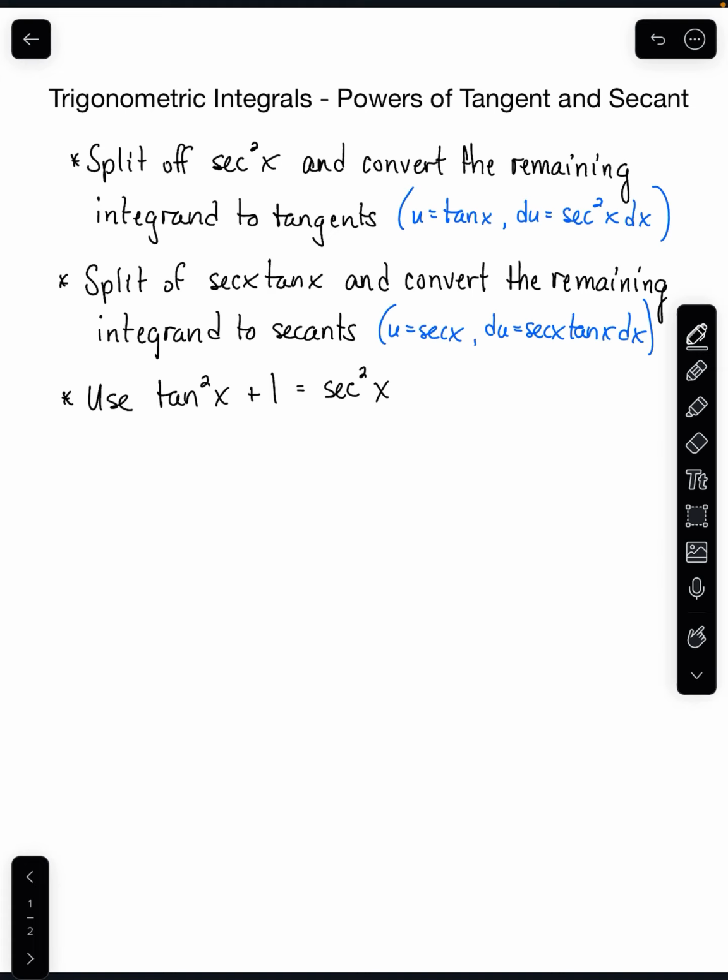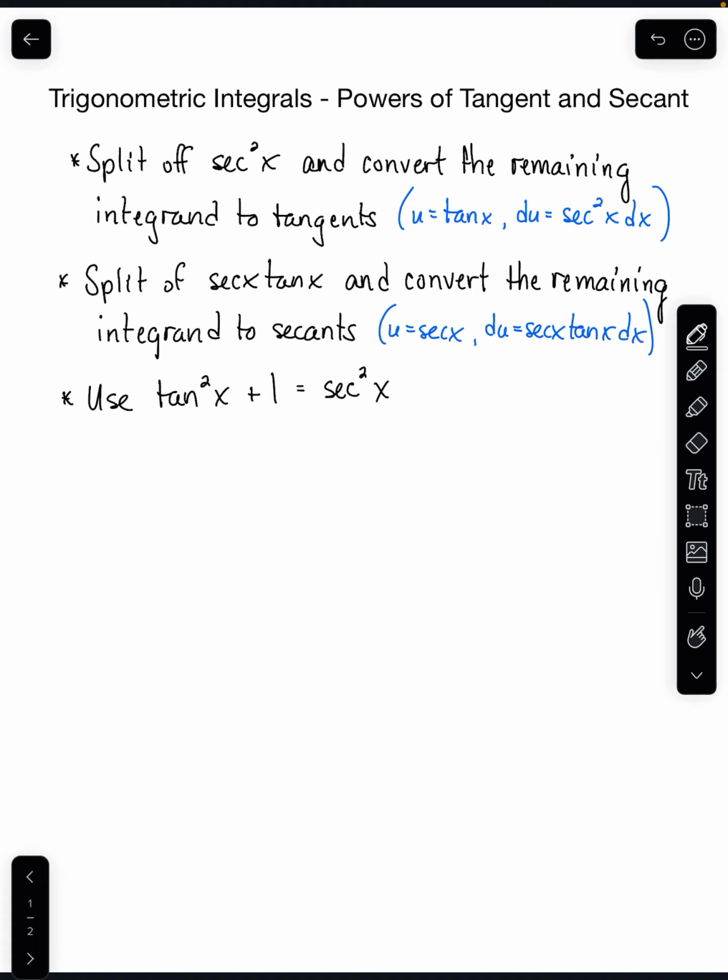For the other situation, if we want to be able to split off a factor of secant x and a factor of tangent x, and then convert all remaining tangents to secants, we're only splitting off a single factor of tangent of x, in addition to a single factor of secant x, but we're going to keep our focus on the tangent of x here. We're only going to be splitting off a single factor of tangent of x, which means in order to leave behind an even power that we can use the Pythagorean identity for, we have to start out with an odd power of tangent.